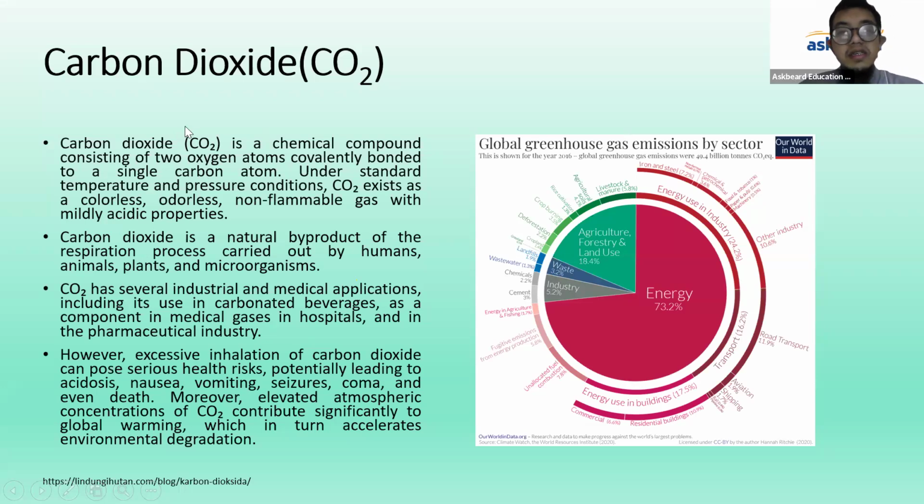Now, first is carbon dioxide. What are the characteristics of carbon dioxide? Carbon dioxide is a chemical compound consisting of 2 oxygen atoms covalently bonded to a single carbon atom. It is a colorless, odorless, and non-flammable gas because the melting point and freezing point of carbon dioxide are high, approximately 3,000 Celsius degrees for the melting point. So we cannot see carbon dioxide directly.